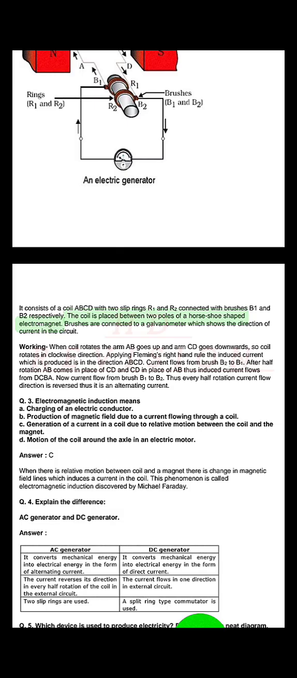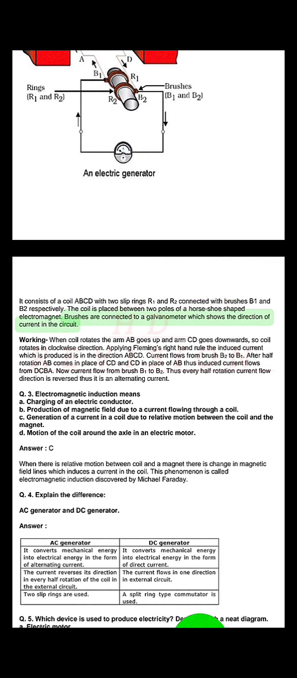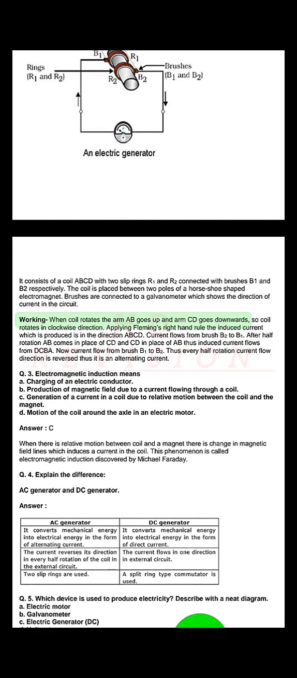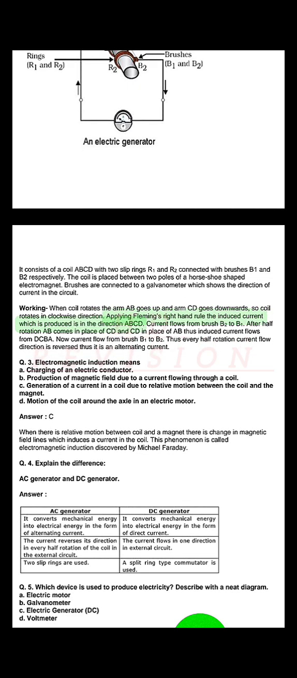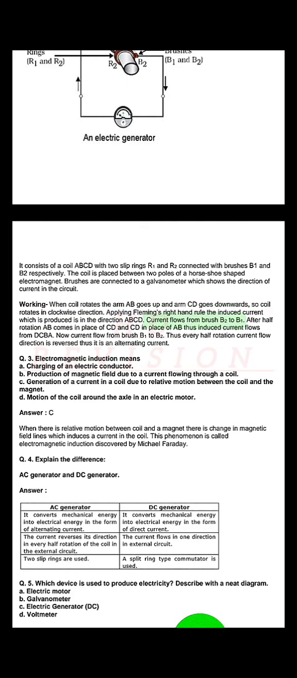Construction. It consists of a coil ABCD with two slip rings R1 and R2 connected with brushes B1 and B2 respectively. The coil is placed between two poles of a horseshoe-shaped electromagnet. Brushes are connected to a galvanometer which shows the direction of current in the circuit. Working. When the coil rotates, arm AB goes up and arm CD goes downwards, so the coil rotates in clockwise direction. Applying Fleming's right-hand rule, the induced current which is produced is in the direction ABCD. Current flows from brush 2.